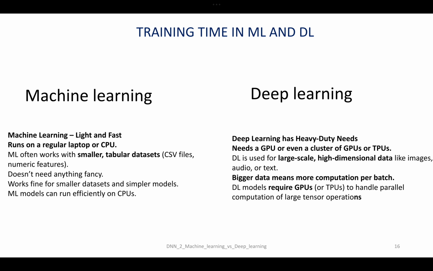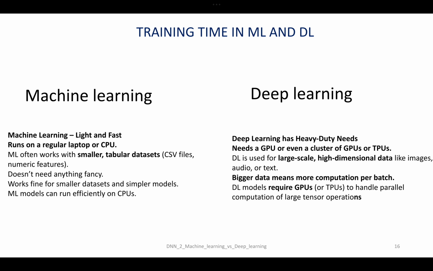Machine learning models can run efficiently on CPUs, whereas deep learning has heavy duty needs: a GPU or even a cluster of GPUs or TPUs. Deep learning is used for large scale, high dimensional data like images, audio, or text. Bigger data means more computation per batch. Deep learning models require GPUs to handle parallel computation and large tensor operations.